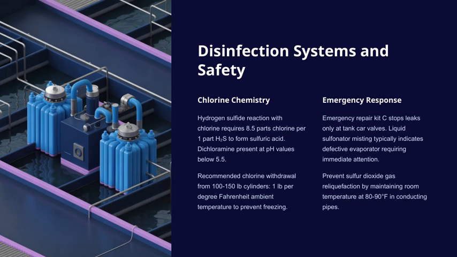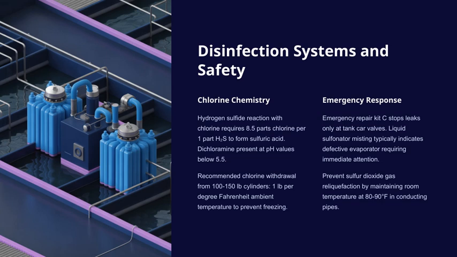Now, regarding chlorine withdrawal from cylinders, if you're using 100 to 150-pound cylinders, the recommended amount is about 1 pound per degree Fahrenheit of ambient temperature. This helps prevent the chlorine from freezing, which could cause operational issues. Moving on to emergency response, it's crucial to know that our emergency repair kit C can stop leaks at tank car valves, but only at that specific point.